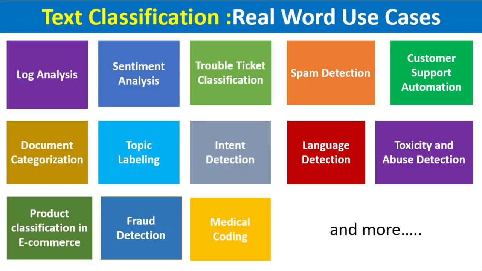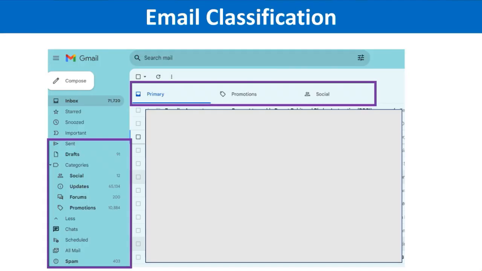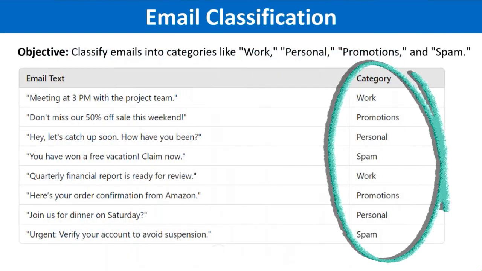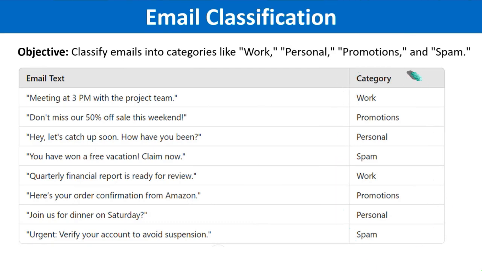In our daily life, we already experience these AI-based text classifications. You might have noticed that in Gmail, your emails are classified under different categories. Here, the objective is to classify emails into categories like work, promotions, social, spam, etc.